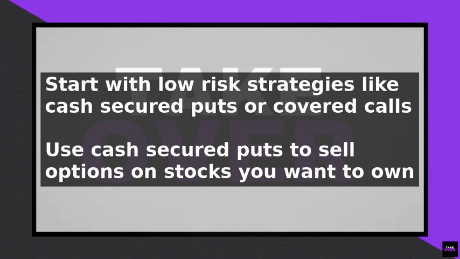puts or covered calls. A cash-secured put involves selling a put option on a stock you're interested in owning, but you'll need to have enough cash to buy 100 shares if the option is assigned to you. A covered call, on the other hand, involves selling a call option on a stock you already own.